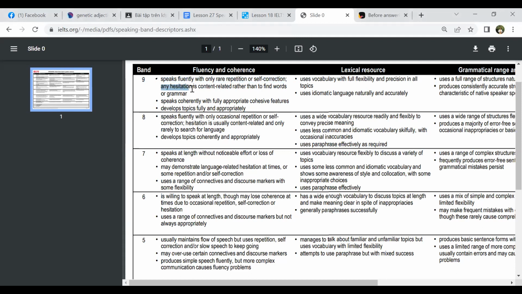Next, let's look at this here. This is a very important part that I would like to give you guys 1 or 2 seconds to look at first. It is related to the part that I'm going to discuss with you. Hesitation: any hesitation is content related rather than to find words or grammar. Hesitation is the unwillingness to speak or to respond to a question, right? So if the examiner sees any kind of unwillingness to respond to the question immediately, it should be related to the content of the question. It shouldn't be related to finding words or grammar.